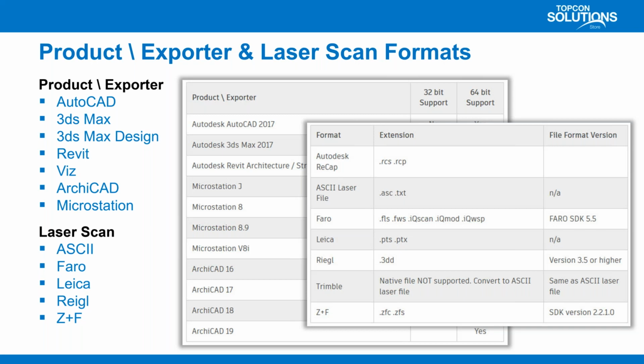Now, you're going to see that it can export out of AutoCAD, 3ds Max, 3ds Max Design, Revit, Viz, ArchiCAD, and MicroStation. And then as far as the laser scans that it can take in, you're going to see the AS2, Faro, Leica, Rigel, ZNF. You're also going to see the RCS, the RCPs. Those are huge if you're going into Revit, Civil, things of that nature, right? So we have a lot of different types of file formats that this can accept, pull in, and push out, as well as adapt to those laser scans.